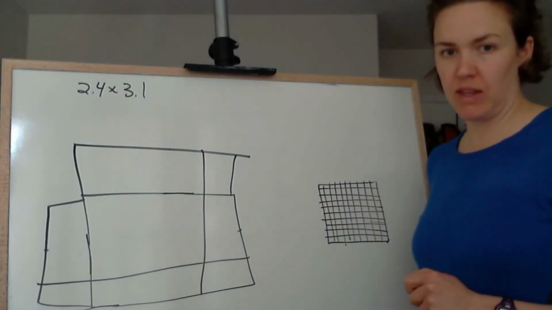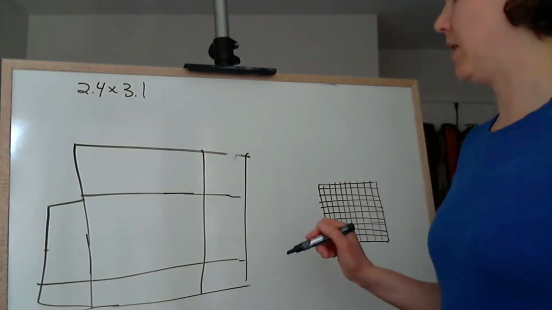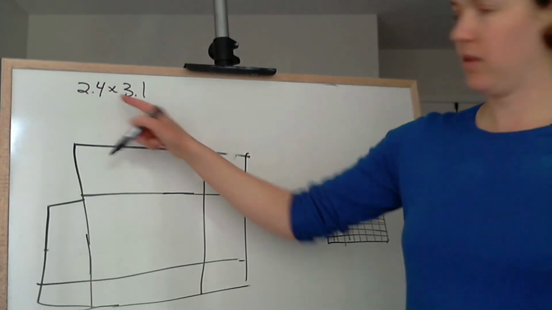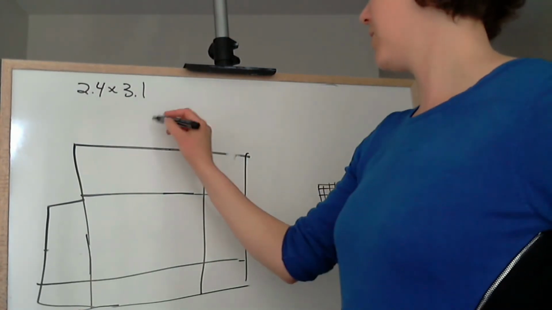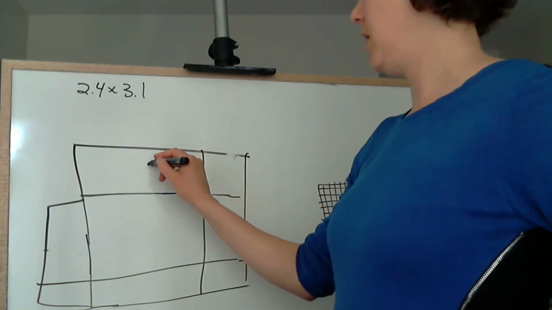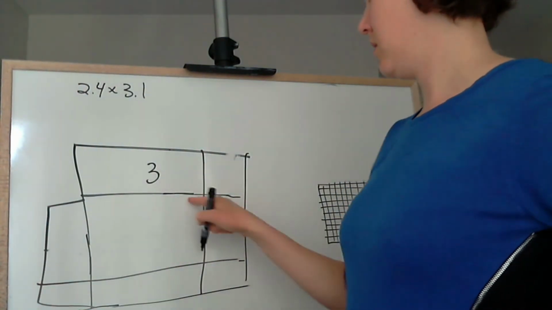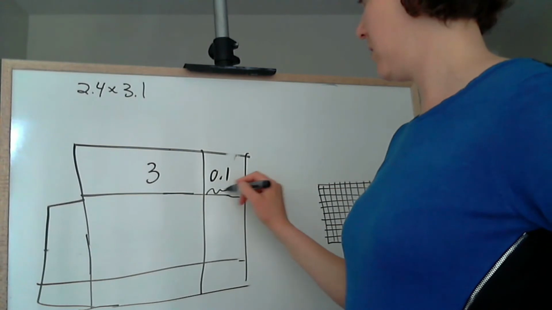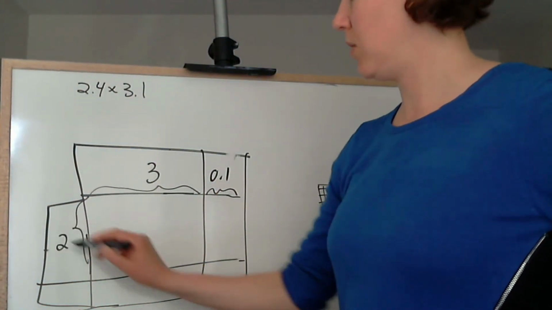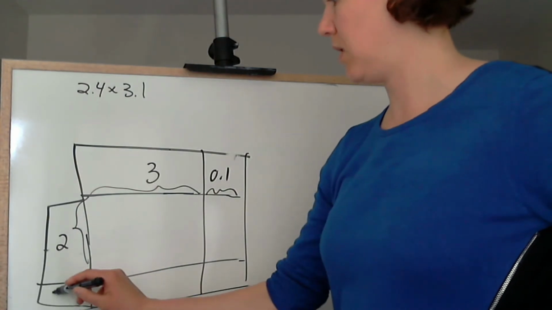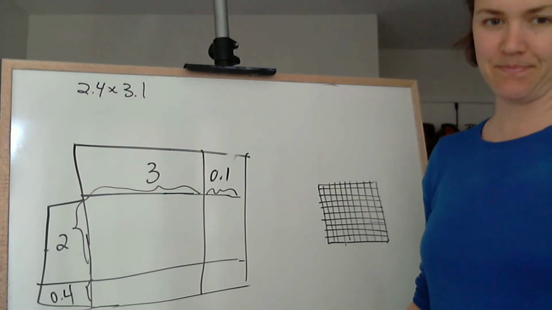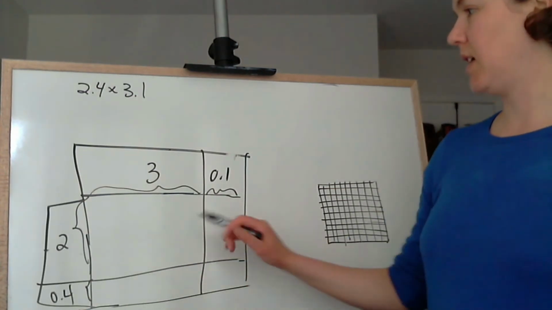I'm going to do one more example with the same method. 2 and 4/10 times 3 and 1/10. I'm going to write 3 and 1/10 across the top. So I have 3 and 1/10 here. And then down the side I've got 2 wholes and 4/10. It's not exactly to scale. So now I find the insides.